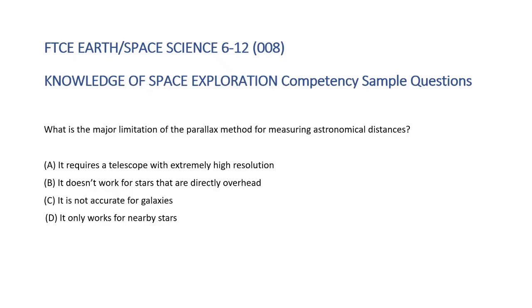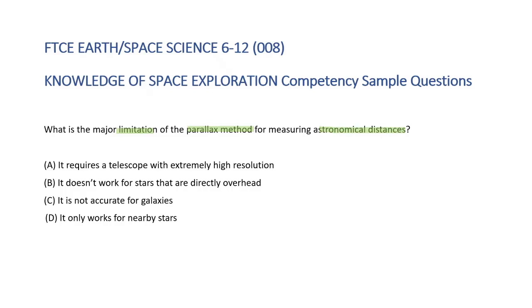What is the major limitation of the parallax method for measuring astronomical distances? A. It requires a telescope with extremely high resolution. B. It doesn't work for stars that are directly overhead. C. It is not accurate for galaxies. D. It only works for nearby stars. Let's take note of the important words within the question. We are looking for the major limitation of the parallax method for measuring astronomical distances.